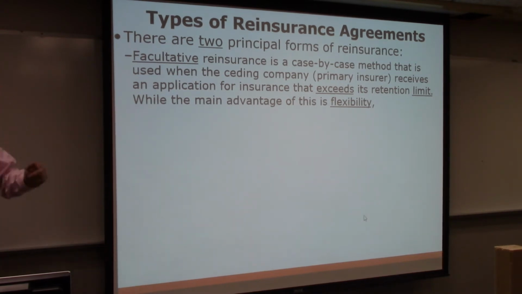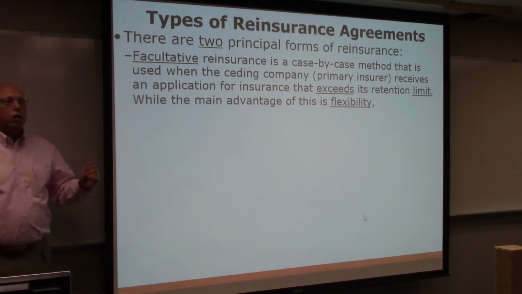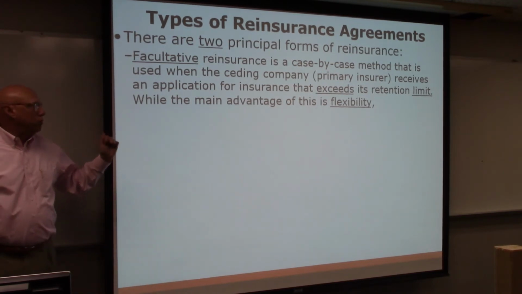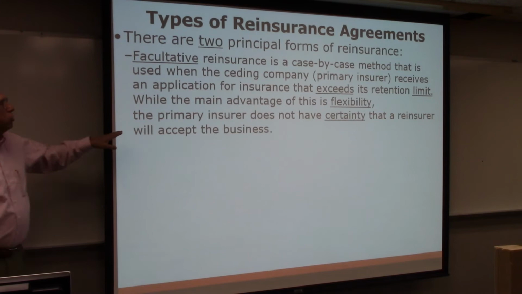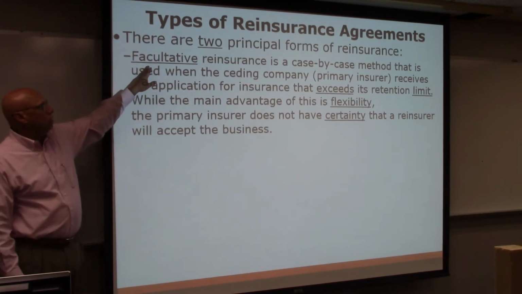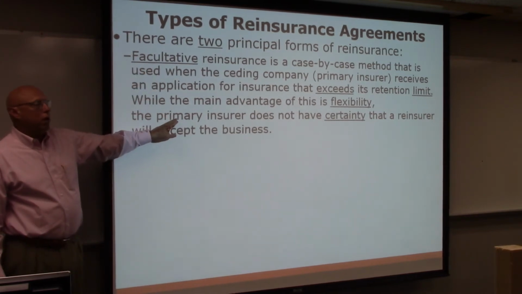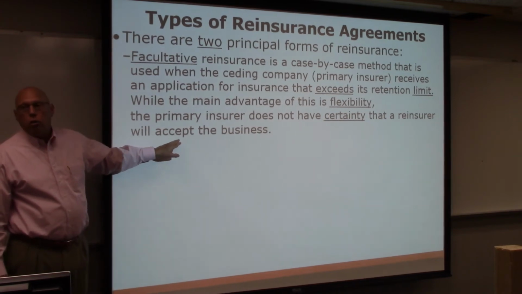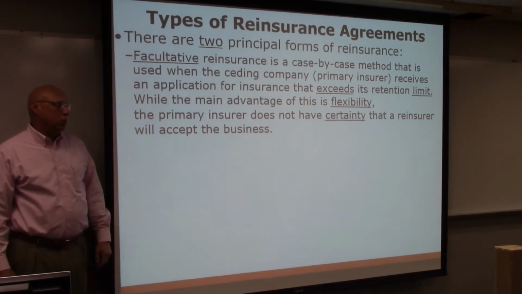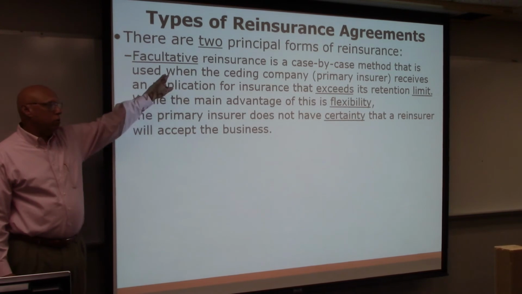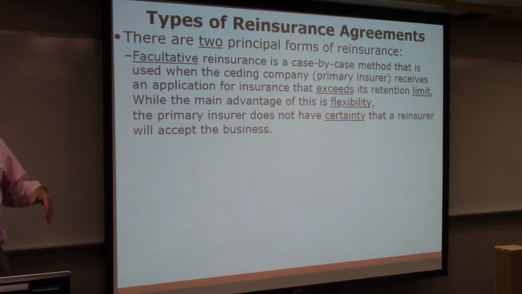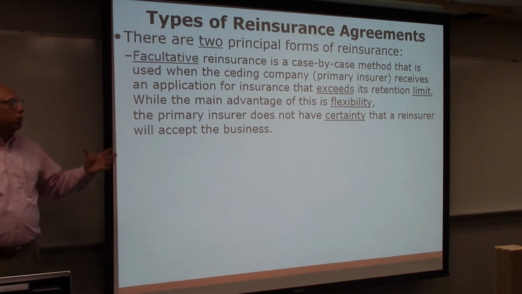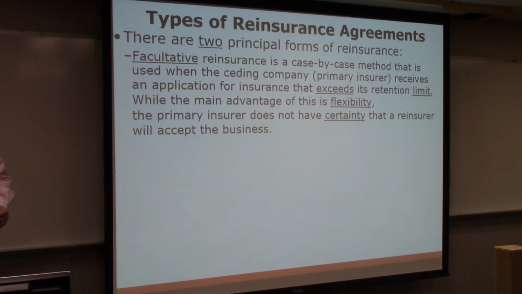So it gives them great flexibility. There are certain cases that they might want to keep for themselves, and certain cases that they may want to transfer some of the risk. But under facultative, the reinsurance company has no obligation to take that risk. Under this agreement, it's on a case-by-case basis. Both companies huddle up and decide if this is something that the reinsurer wants to take on.